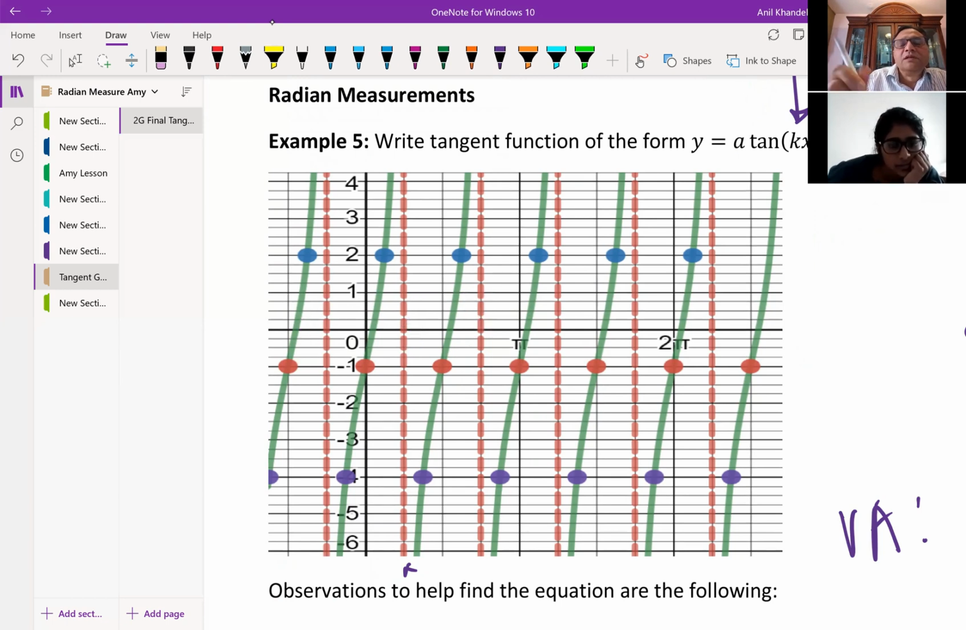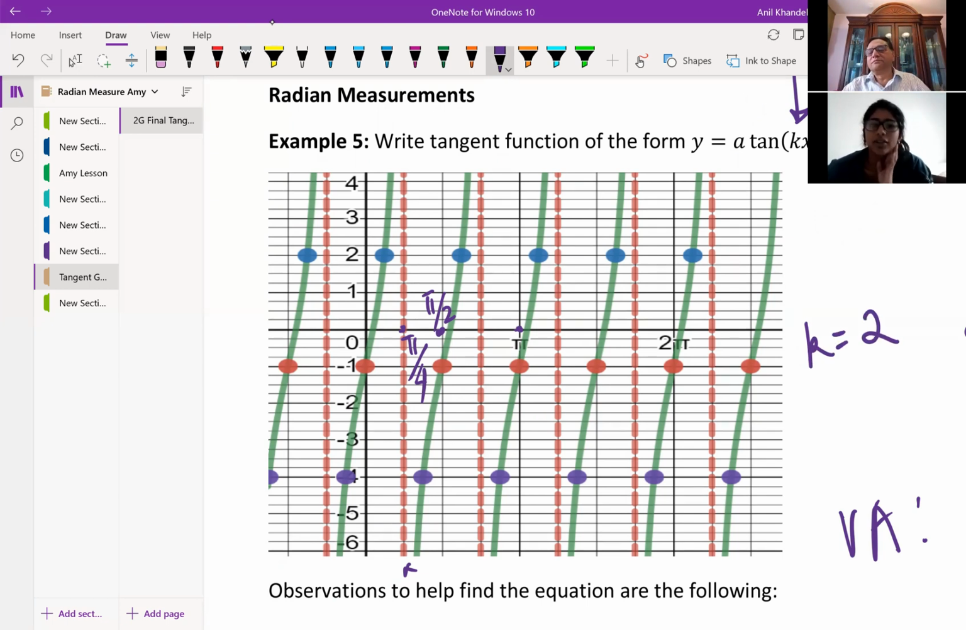So 0 to pi, this is pi, correct? And then this is pi by 2, and this is half, this is pi by 4. Is that clear to you now? So instead of 90 or pi by 2, it is pi by 4. That means the k value shrunk, correct? So the value of k is basically 2, right? You get the idea, right?